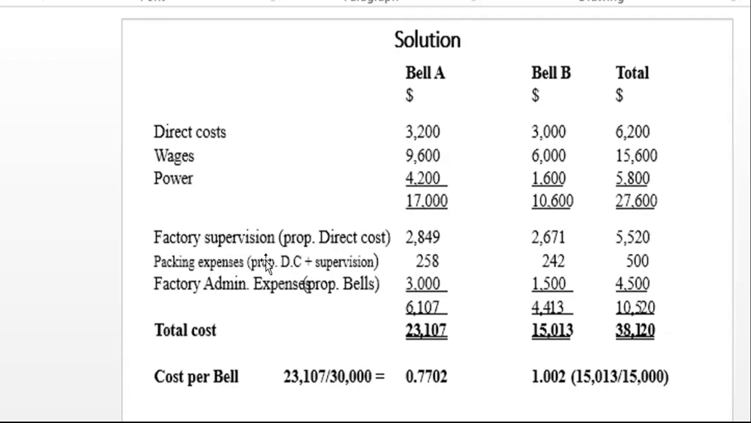For packing expenses, we have been told you apportion according to direct cost plus supervision cost. So direct cost, we had 3,200 plus the supervision cost of 2,849. You get the total, and then to apportion that, you take whatever you have here over the total of this and that, to get whatever you're supposed to allocate for B.